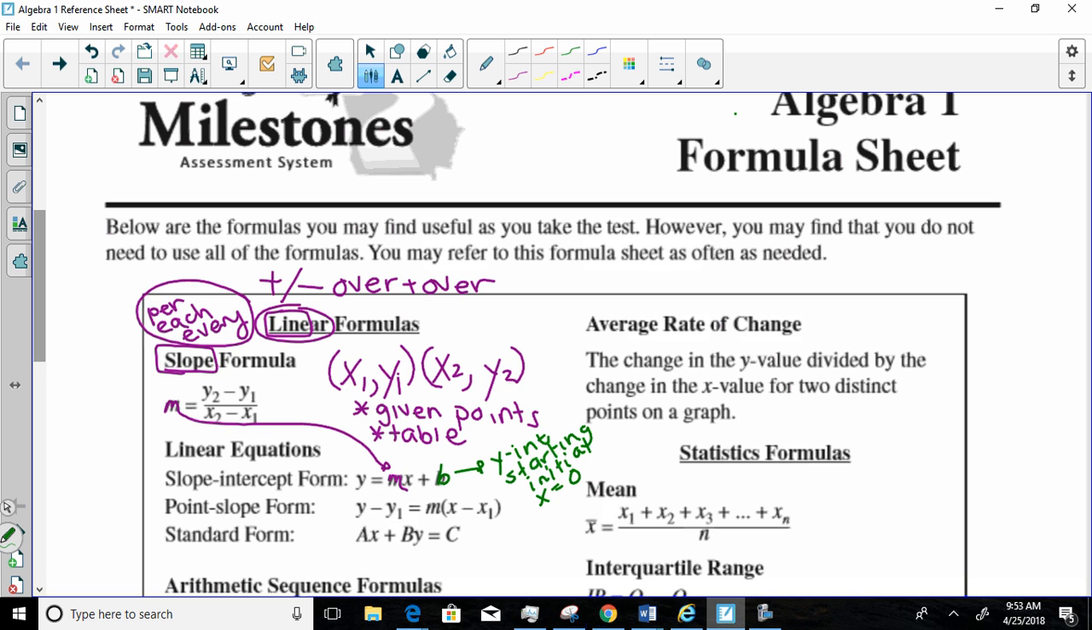All right. So all these mean the same thing. If they're looking at y-intercept, starting, initial, we know it's your y-intercept.